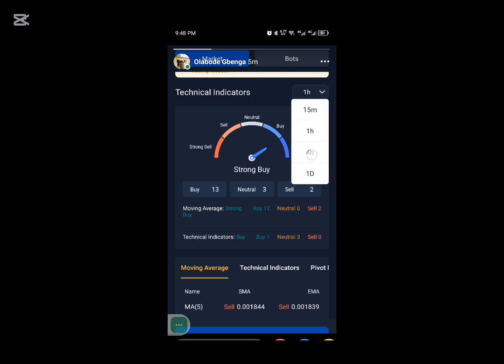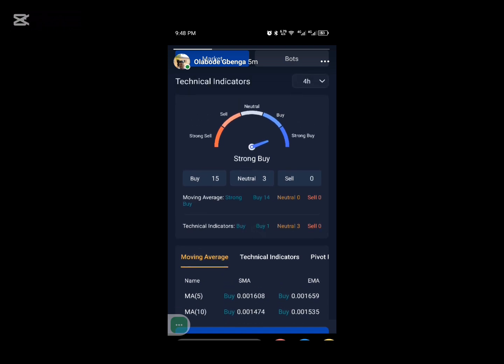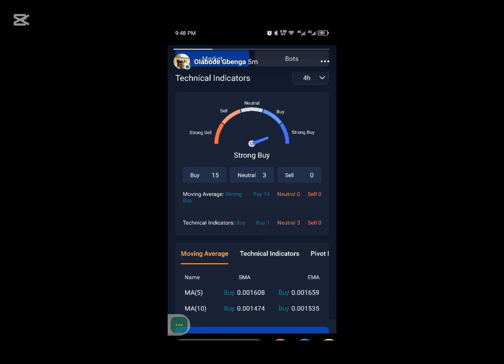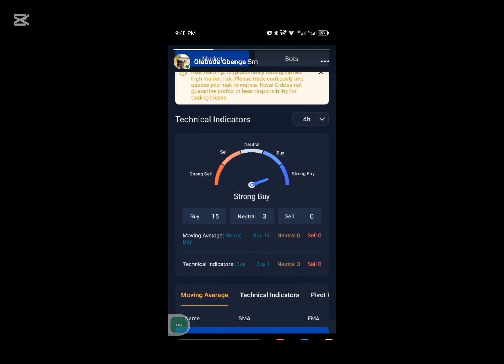Then check another time frame. You can see the 4 hour now. In the 4 hour we have like 15 buyers and 0 sellers. It is telling you that people are still buying this particular coin. This coin will have strong volume. The more they buy, the more the volume will increase, and the coin will pump. In this 4 hours, the coin will be appreciated.